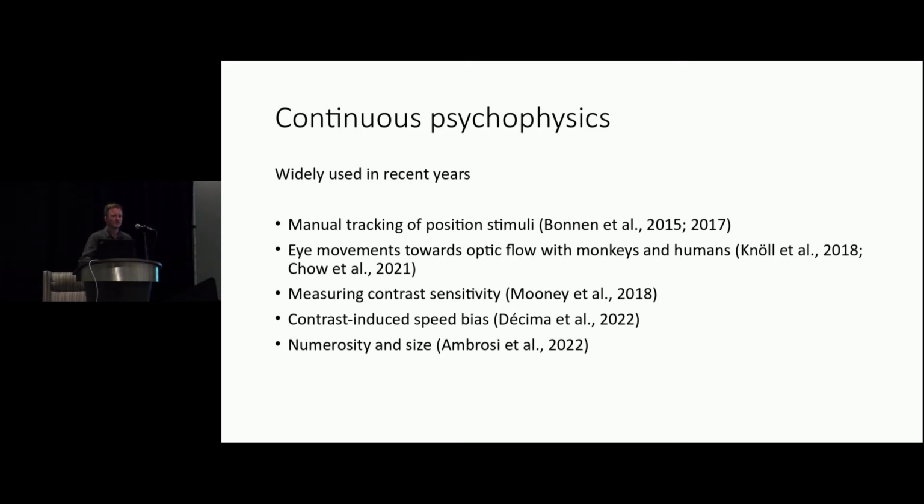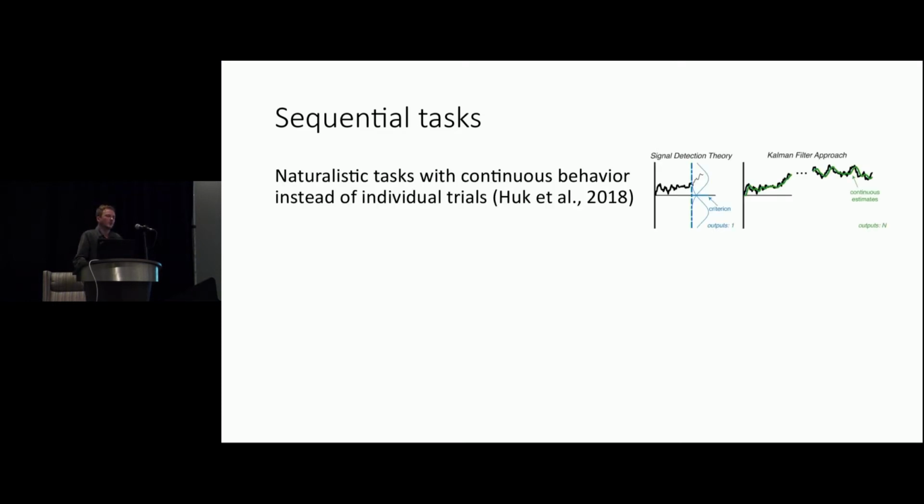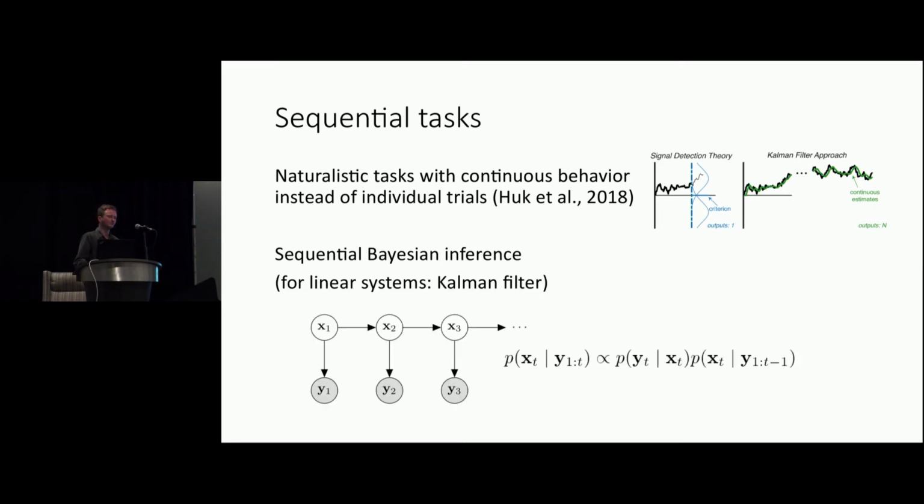So how do we model these sequential tasks? Well, if you think about perception, you can model this with the Kalman filter, for example. These models describe how the structure of the world changes over time and how we get these noisy observations of the state of the world at each time step. So this is a sequential Bayesian inference problem, and for linear systems, this can be dealt with by using a Kalman filter. And the hope is that these naturalistic tasks can give us a continuous picture.